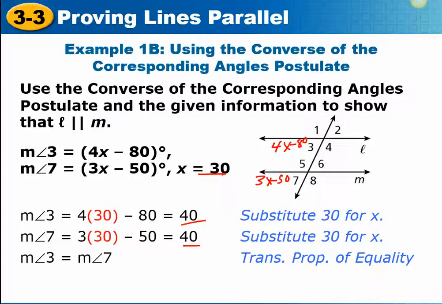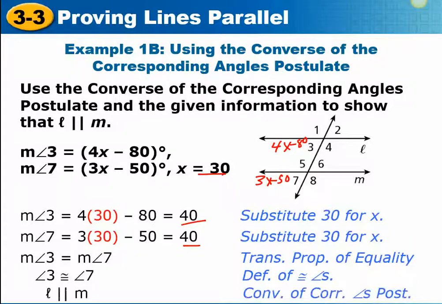So therefore, we know, using the definition of congruent angles, that the angles are congruent, which means then that by the converse of the corresponding angles postulate, those two lines are parallel.